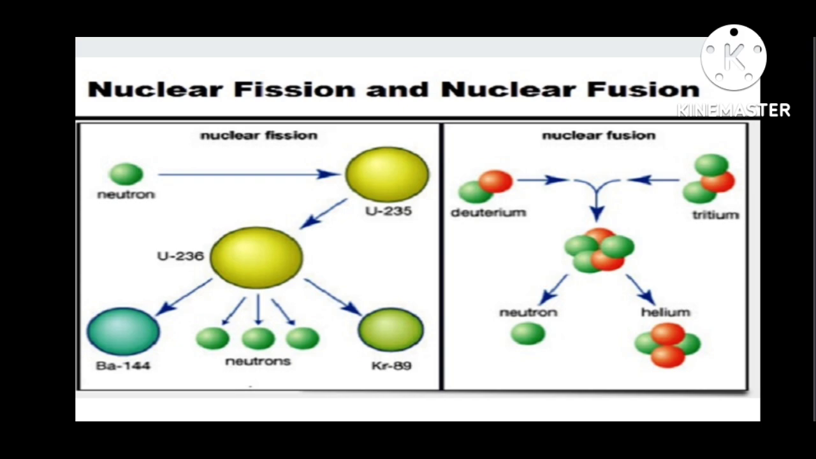The second type is nuclear fusion, in which two lighter, very small nuclei combine to form a nucleus which has a larger mass number. For example, when two nuclei of deuterium fuse together, a new product is formed, that is helium and a neutron. Similarly, for another isotopic form of hydrogen.